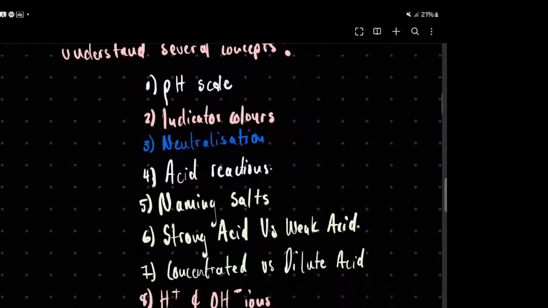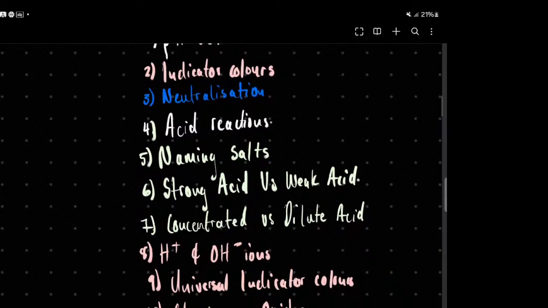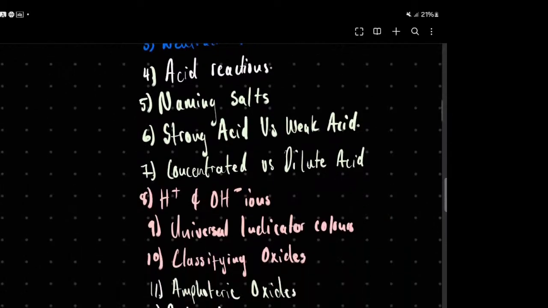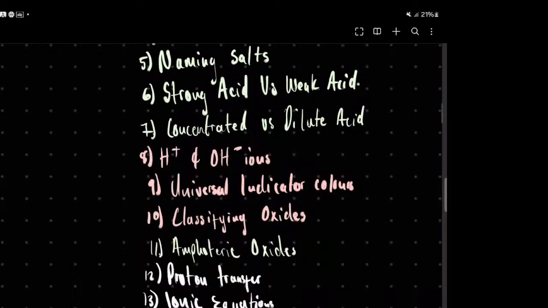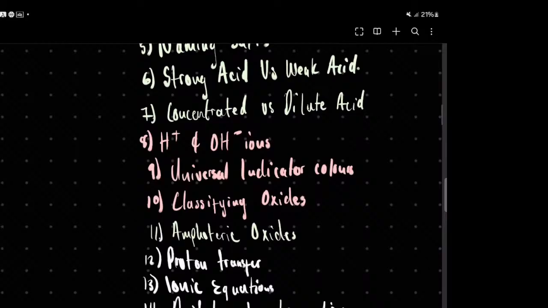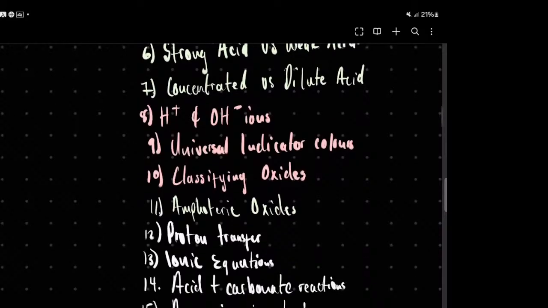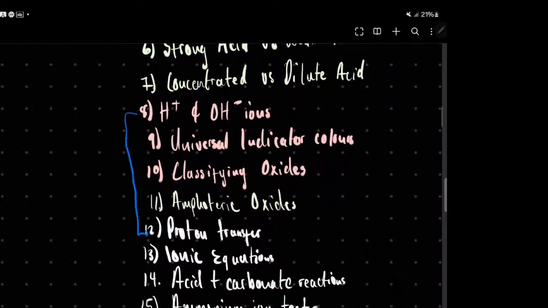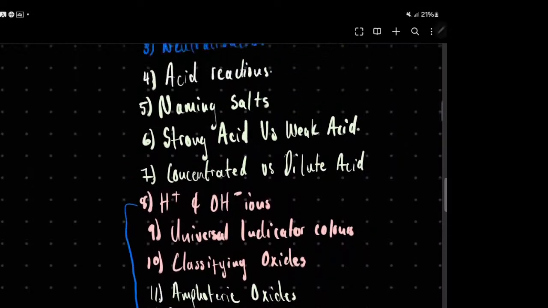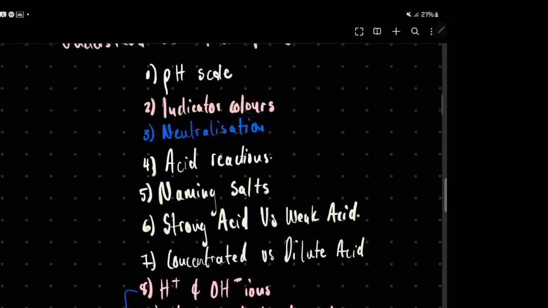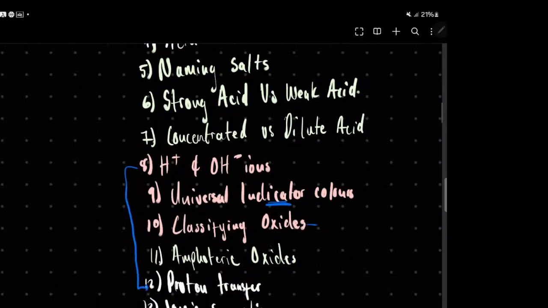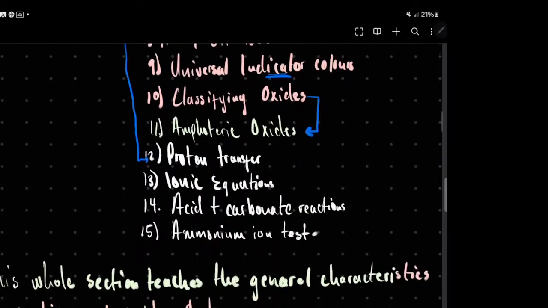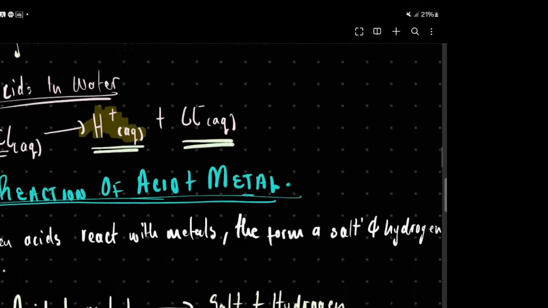pH scale, indicator colors, neutralization, reactions of acids, naming salts, strong acid versus weak acid, concentrated versus dilute. What does it affect? H plus ions and OH minus ions. This is proton transfer in acids. Universal indicator, okay, H plus ions is here, then there's also proton transfer. Then you have indicators, we talked about basic indicators. Then you're going to have an indicator called a universal indicator. Then you come to oxides, and you'll be done. So let's quickly go through this and master it.